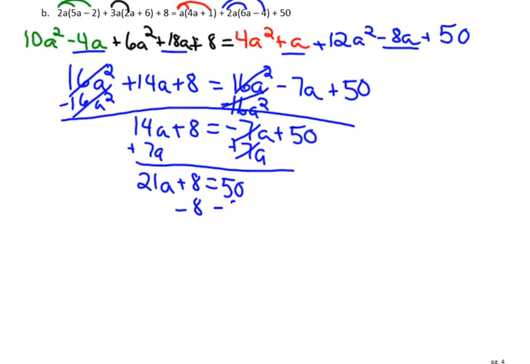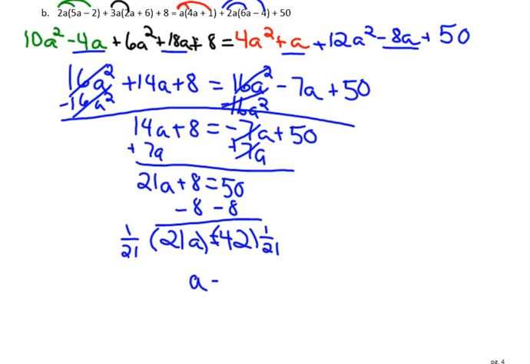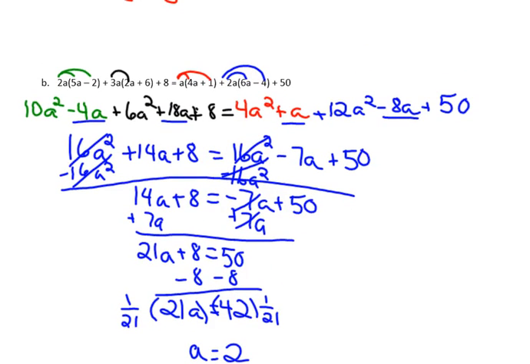Subtract 8 from both sides. 21A equals, hope I did that right, 42. Multiply by 1/21. So A is 2. So that huge long equation up there really is saying, guess what? A is only 2. All right, questions?